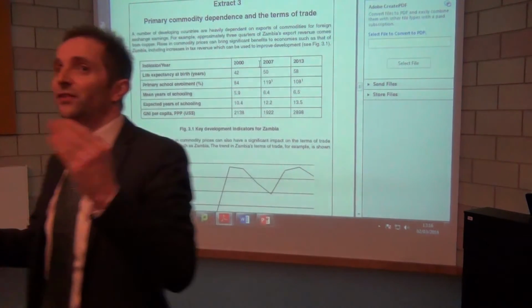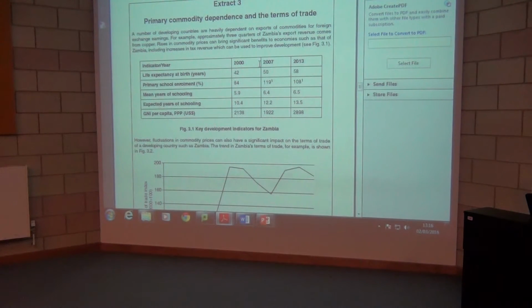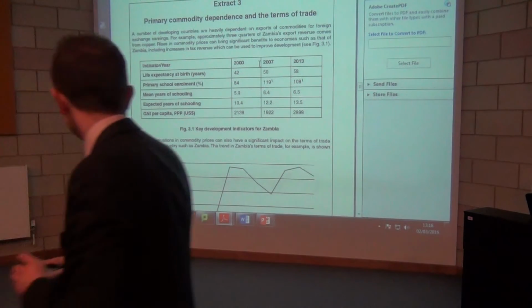You don't know whether that is 50% primary school age and 58% adults, you don't know. So, it'd be worth obviously saying that if you do get a question on this.